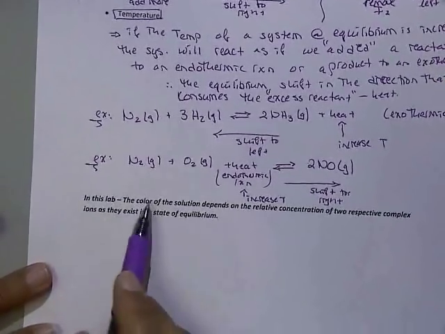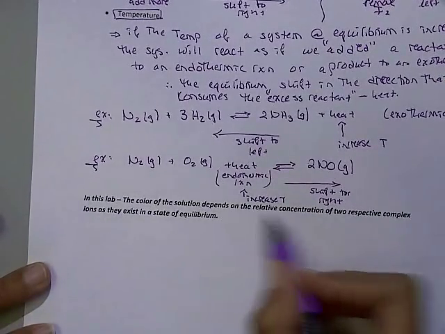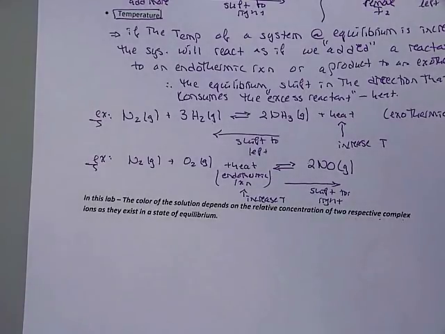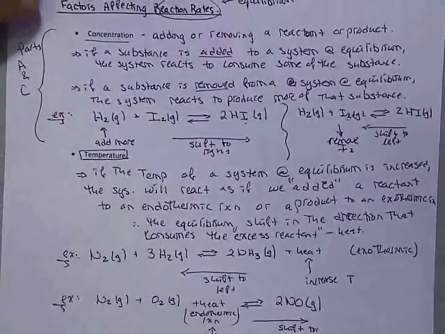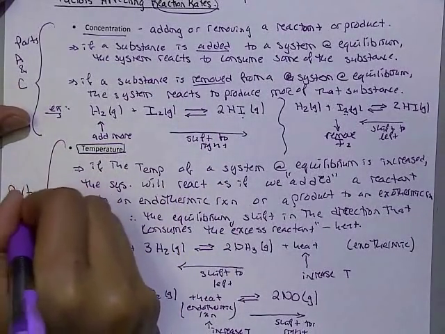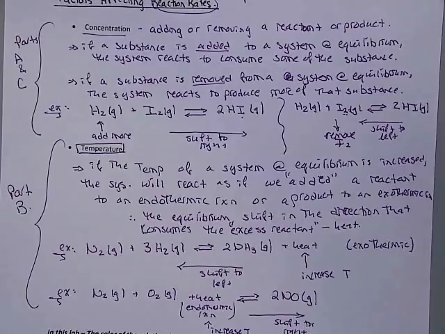In this lab, the color of the solution depends on the relative concentration of two respective complex ions as they exist in a state of equilibrium. And I'll show you these two colors in a second. So these are really the two factors that you're going to be investigating in this week's experiment. So this is part A. Part C, temperature affecting equilibrium, is what you're going to be doing in part B. So let's dive into each one of these parts in a little bit more detail, specifically with our experiment.